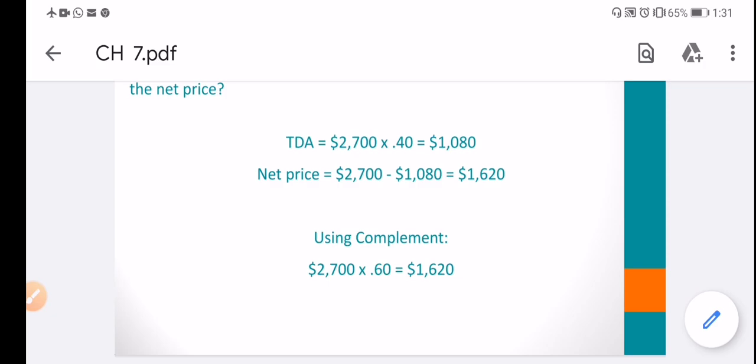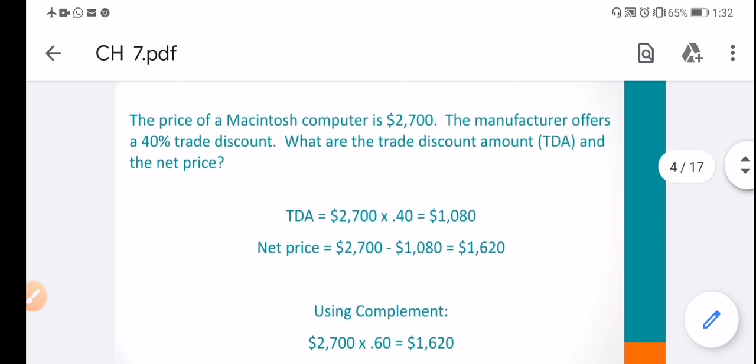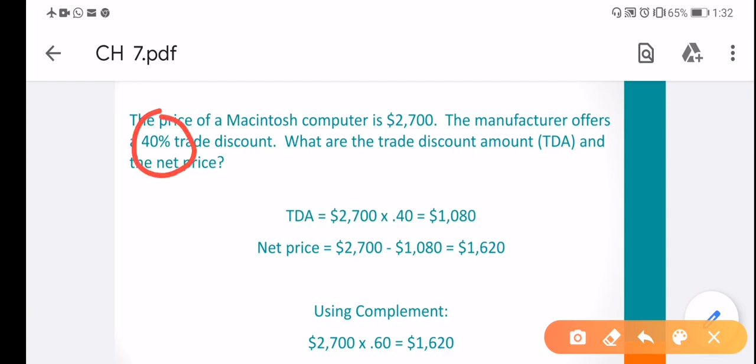If we want to use the complement way, we use it in only one step. We take the list price and multiply it by the complement. If the discount is 40%, the complement of this 40% is 100% minus 40%, which is 60% or 0.6. So if we take the list price and multiply it by 0.6, we get directly the price that I should pay. And you can notice here, this is exactly the same amount as this amount.